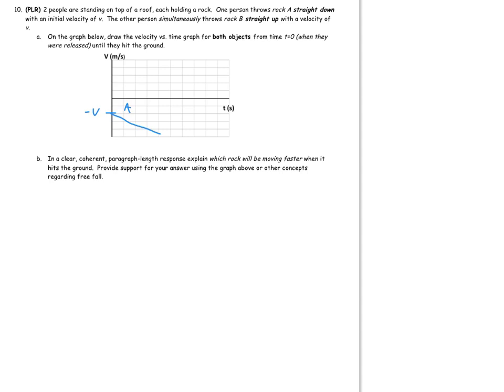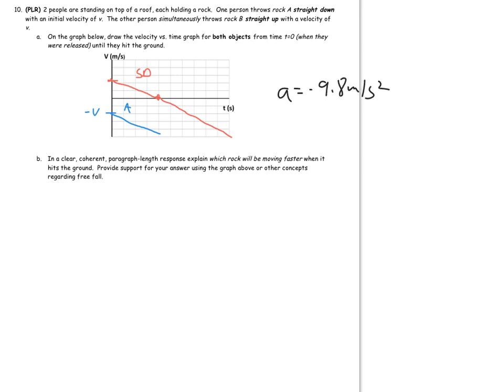Rock B is going to start up here with the positive velocity, and initially it's going to slow down to 0 as it rises to its peak. And then it's going to begin speeding up in the negative direction, so continuing on down like that. One thing we should notice is both of these objects are accelerating down at 9.8 meters per second squared.